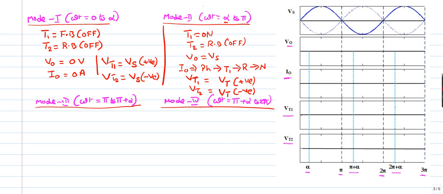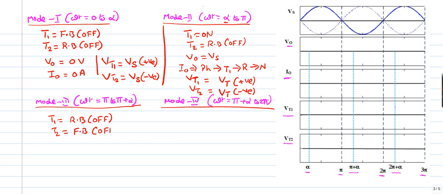Now it comes to mode 3. At pi, voltage becomes 0, so reverse voltage is applied to T1. One more thing, current also becomes 0 at this point. That means Thyristor 1 current drops below the holding current, so T1 goes to off state at pi. We can consider that T1 goes to reverse blocking mode at pi, and T2 goes to forward blocking mode.